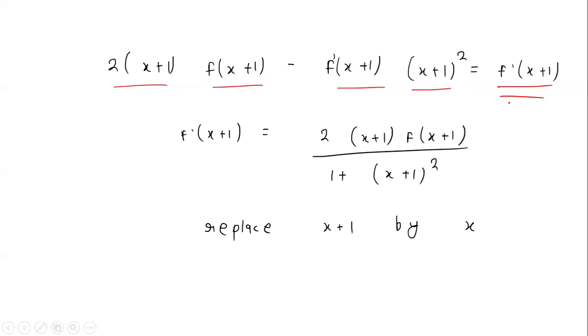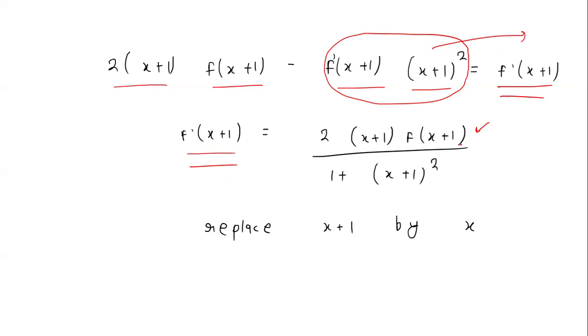Now we have this equation based on that limit. From here, we can take this factor to the right hand side, and we can find the value of f dash x plus 1 in terms of f of x plus 1. It will come like 2 multiplied by x plus 1 multiplied by f of x plus 1 divided by 1 plus x plus 1 whole square.